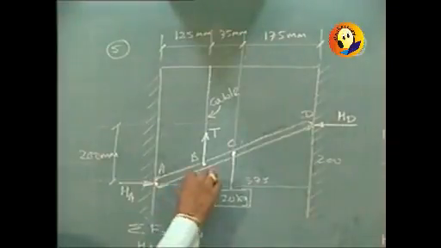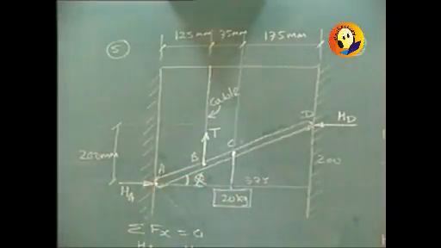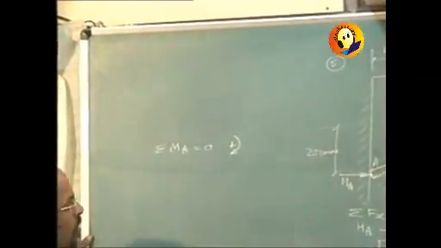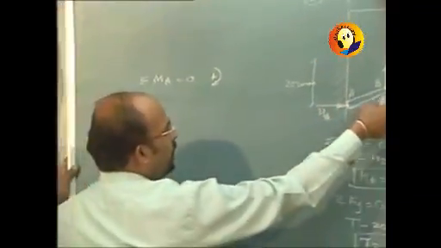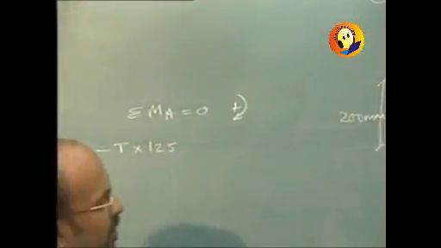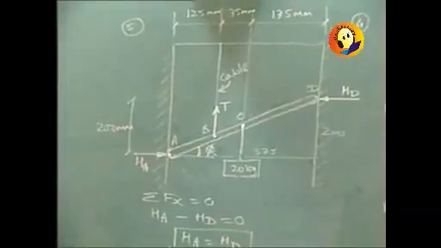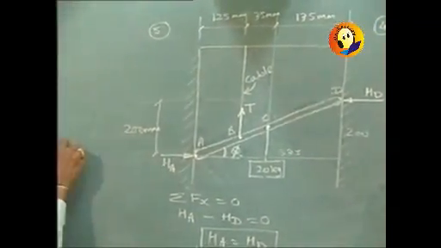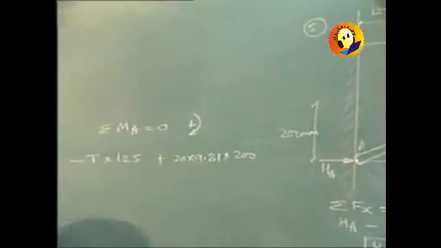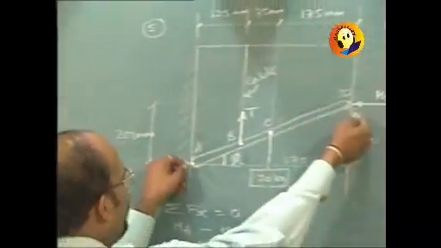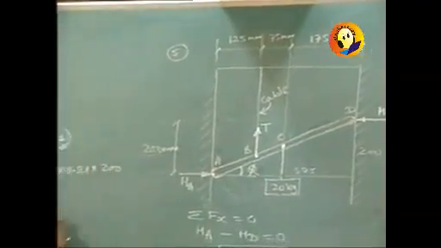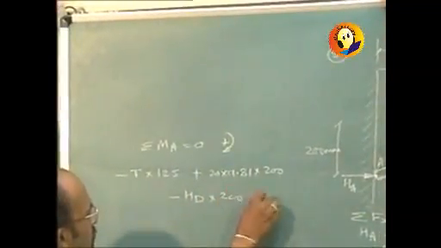So skipping this theta part, if we take moment at point A, sigma moment at point A equal to 0 with clockwise positive, moment of T will come out to be anti-clockwise. It will be minus T into 125 negative. Moment of this 20 kg load will be 20 into 9.81 into 200 millimeters, the total distance, and is clockwise, so positive. And moment of HD about point A will come out to be anti-clockwise, so it will be minus HD into the vertical distance, which is 200, is equal to 0.